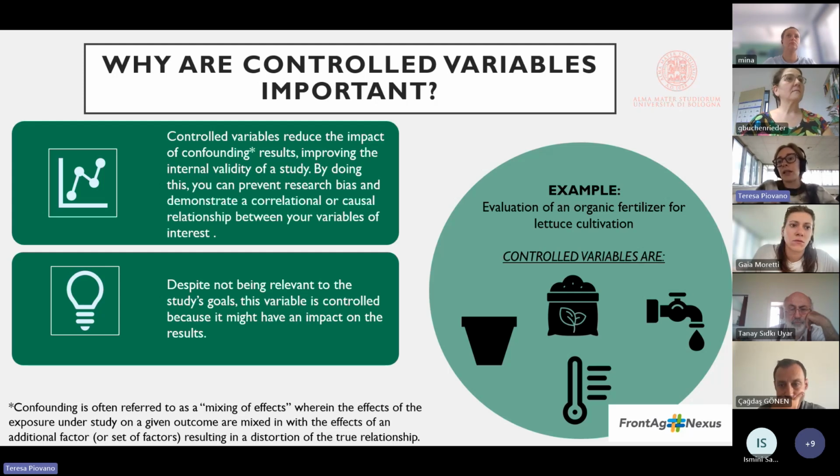In the previous slide, I already gave some examples. In the slide, I provide an example of a possible evaluation of organic fertilizer for lettuce cultivation. And in this case, our controlled variables will be the type of soil, the amount of water used, the temperature, and the pot size, for example.